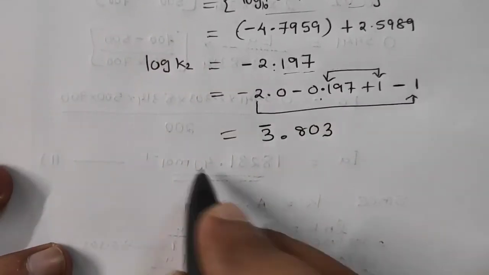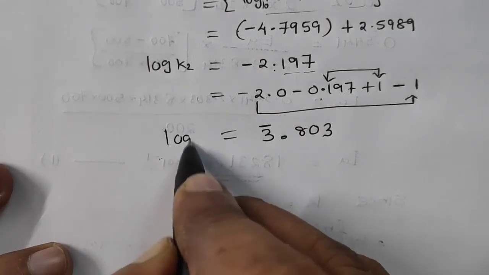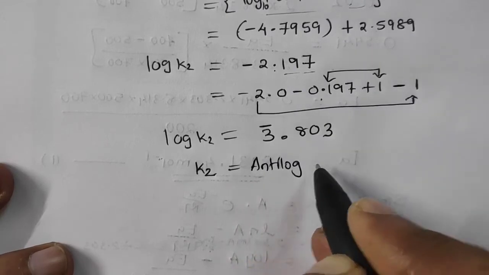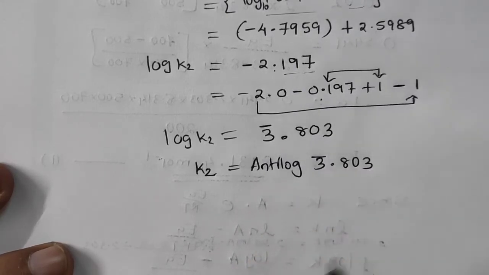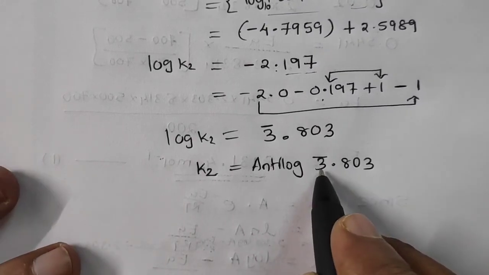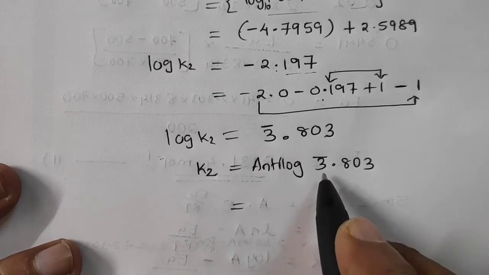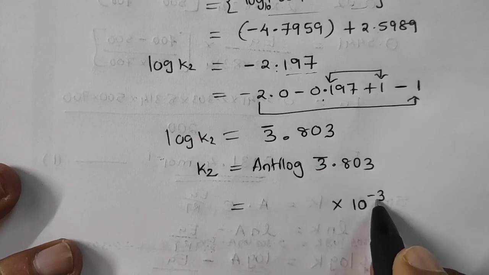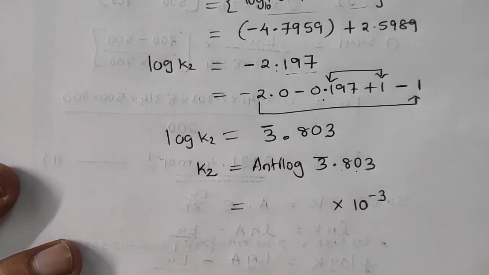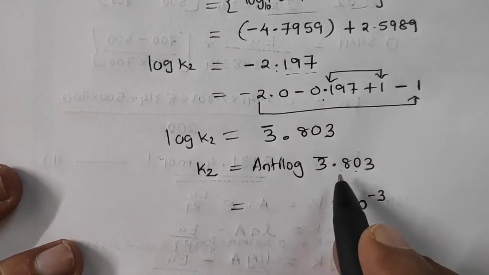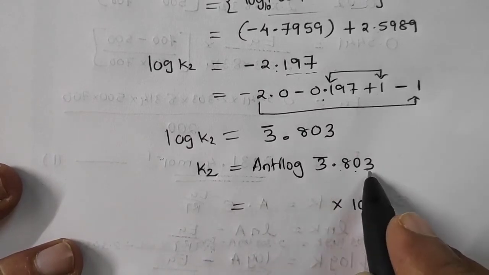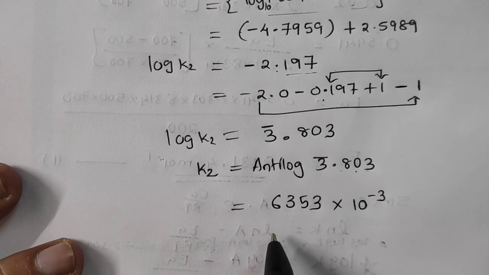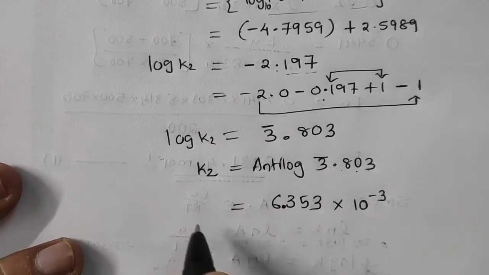Understood? So further, that is log K2. So K2 is equal to anti-log of 3 bar 0.803. Before the decimal, 3 bar means negative, so whatever digit is there, you raise to the 10th power, that is 10 raised to minus 3, and 0.803 we will see in our anti-log table. If you see the column for 0.80 and 3, you will get 6353. Understood?